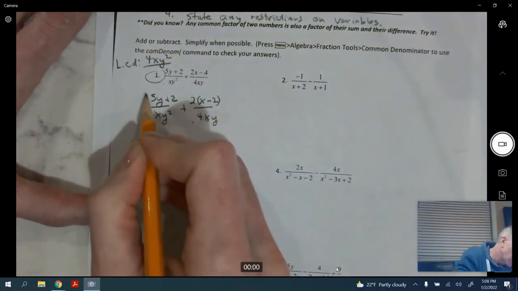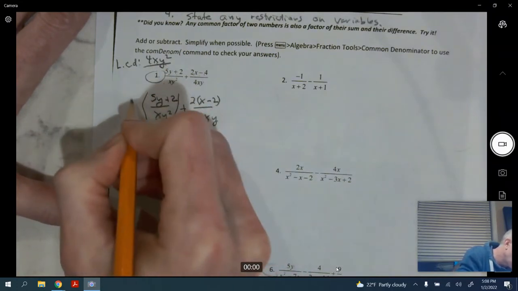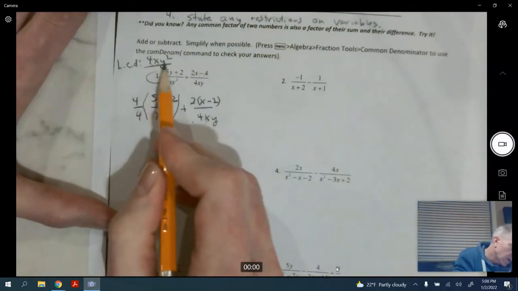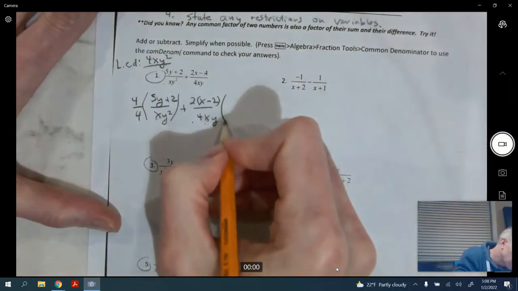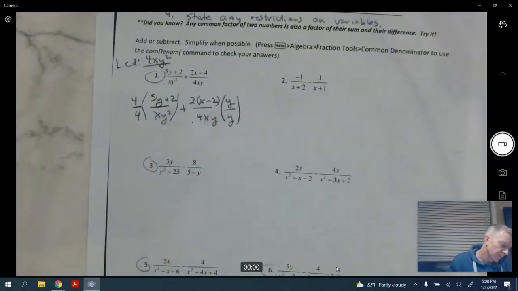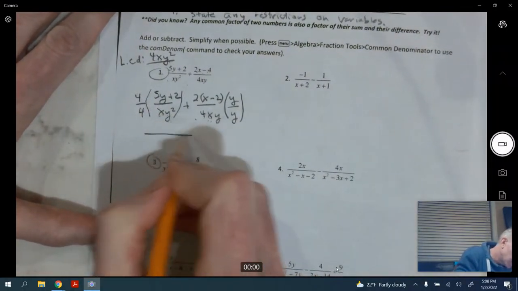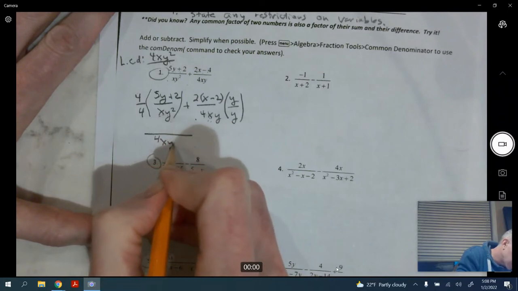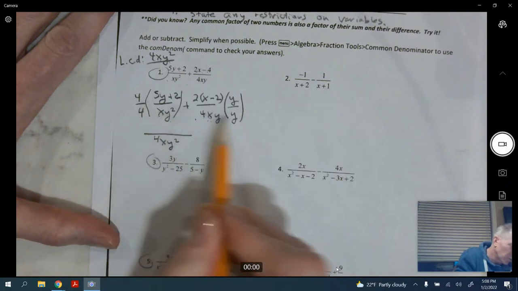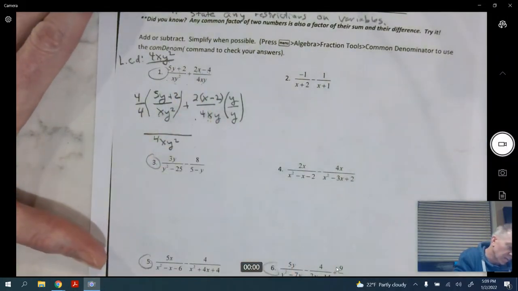Okay, so this fraction needs a 4. To get to 4xy squared, we just need a 4, so multiply by 4 over 4. This one, 4xy, we need another y, so we're going to multiply by y over y. And we get our denominator is going to be 4xy squared. And here we're going to multiply everything out because we didn't need to factor this. We need to factor the denominators primarily.